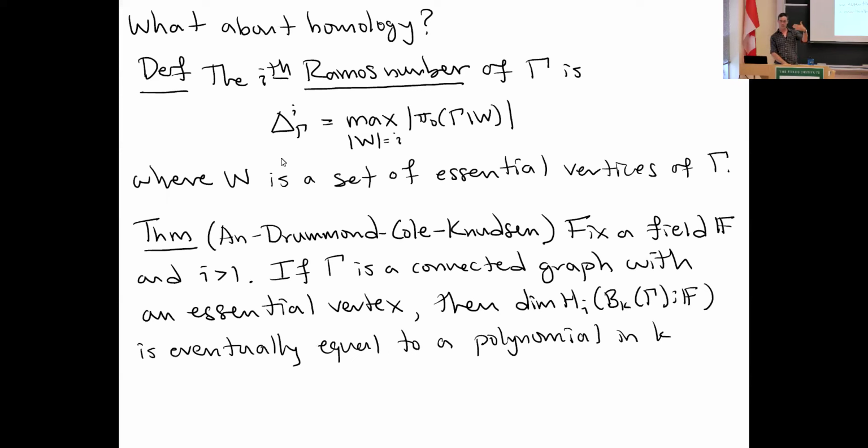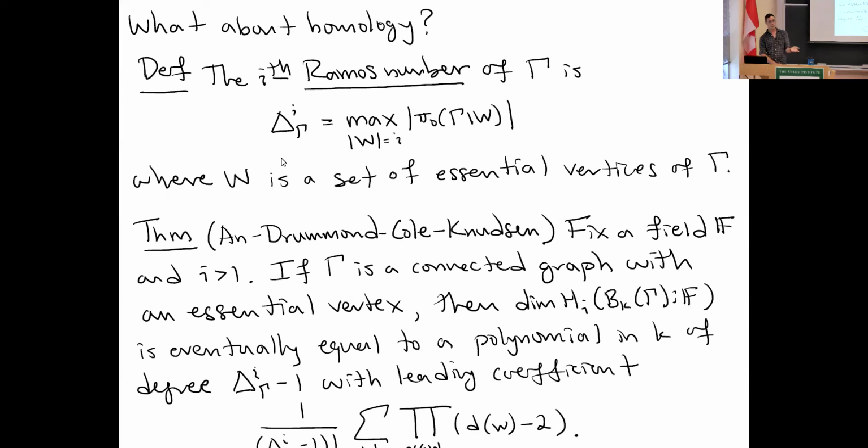So I'm fixing the homological degree i, and I'm viewing the Betti numbers as a function of the number of particles, k. And the theorem says that that function is eventually equal to a polynomial. And moreover, the exact degree of that polynomial is delta minus 1. This Ramos number is telling us the degree of the polynomial. And we can say what the leading coefficient is. The leading coefficient is this. So 1 over (Ramos number minus 1) factorial.